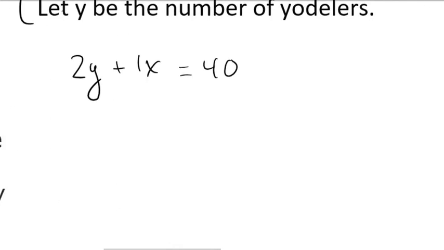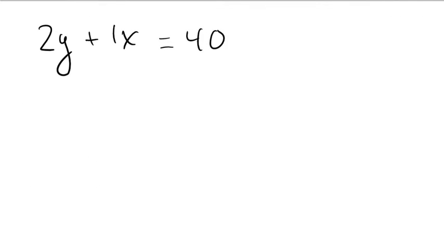Now, let's take a look at this equation, because there are lots of solutions to this equation. I'm going to ignore everything else about this problem right now. I could have, for example, 20 yodelers and no xylophones. That is a solution to this equation. If I'm looking at just this equation alone, I could have 0 xylophones and 20 yodelers. It would completely be a solution, because 2 times 20 is $40, and $40 plus $0 is still $40.